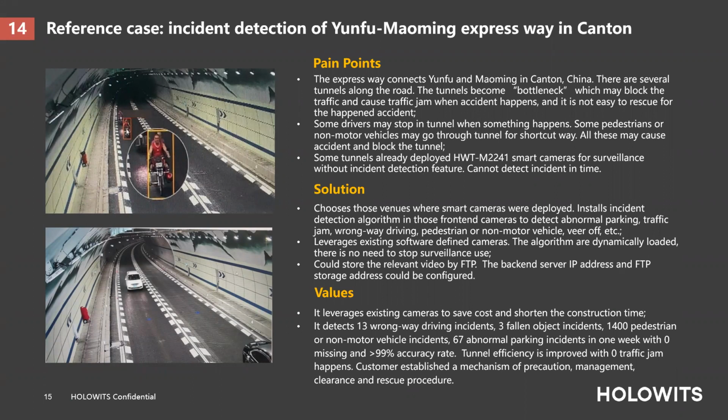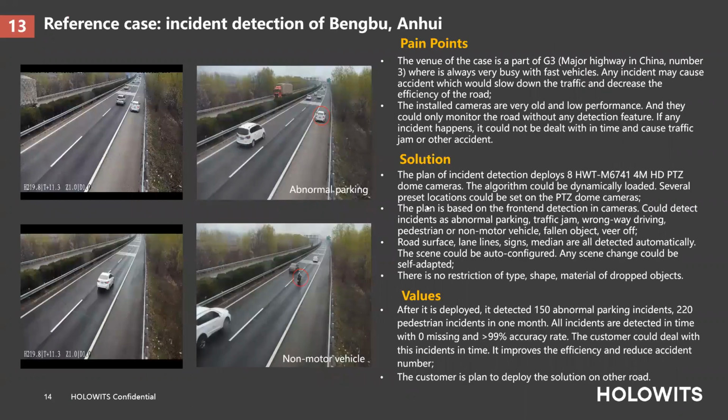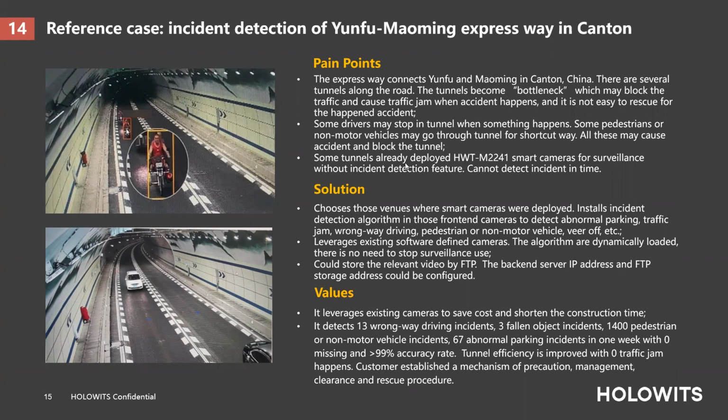So this is how you can use these two cases. The first case is you can install our cameras with our algorithms on the highway. The second one is if the highway is already installed, you can just upload or install our algorithms on the cameras. So that's our software-defined cameras.